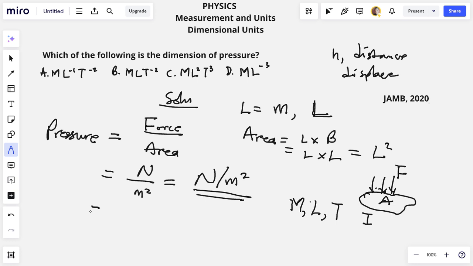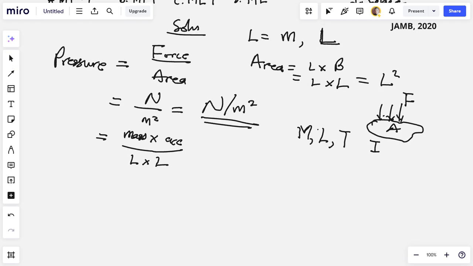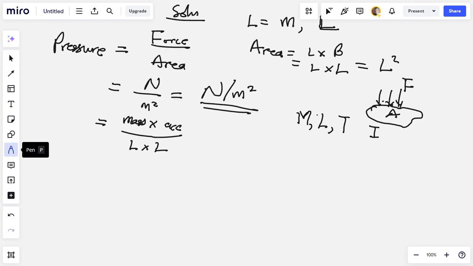So now let's find the dimensional unit of pressure. First we have to find out that of force. Force is defined as what? Mass times acceleration. Then divided by area. Area is defined as what? A length times another length. If we continue to split that, the dimensional unit of mass is capital letter M.